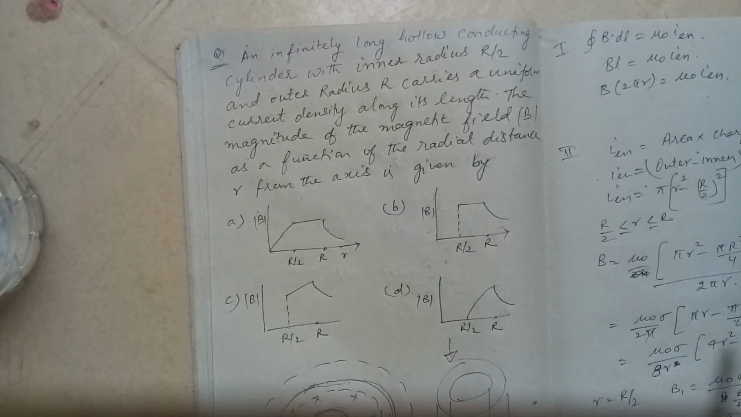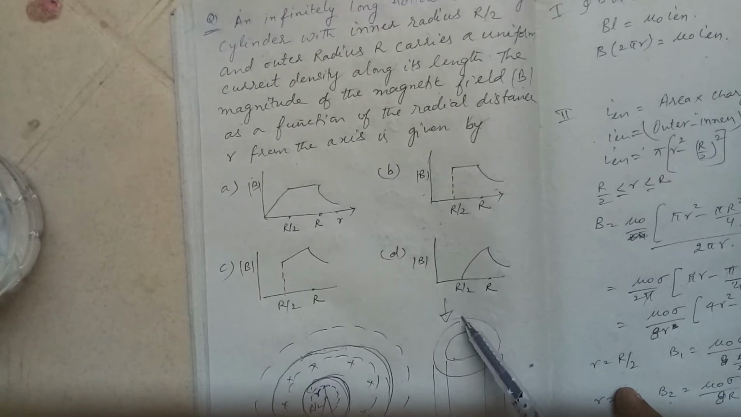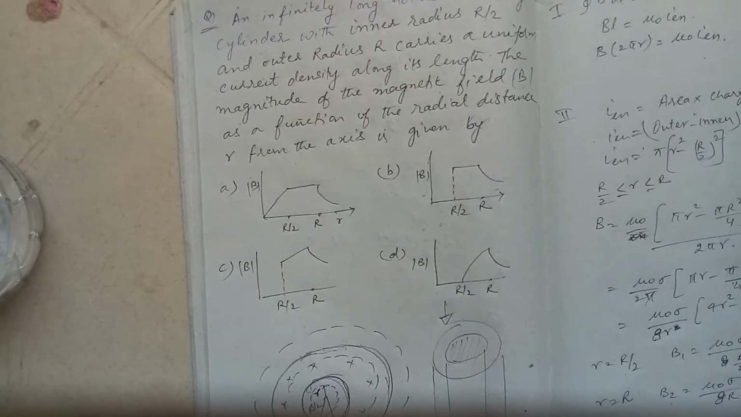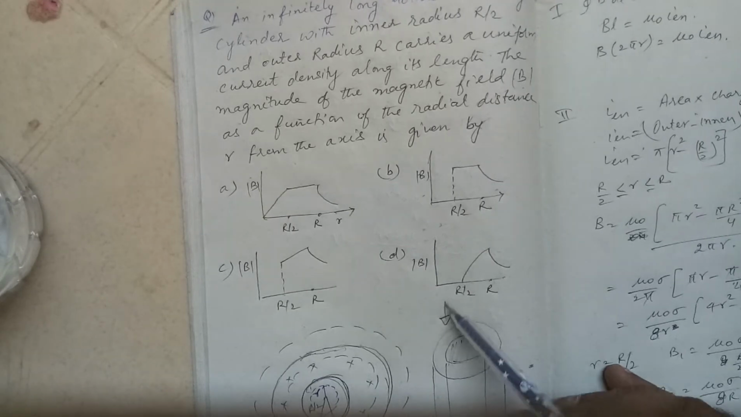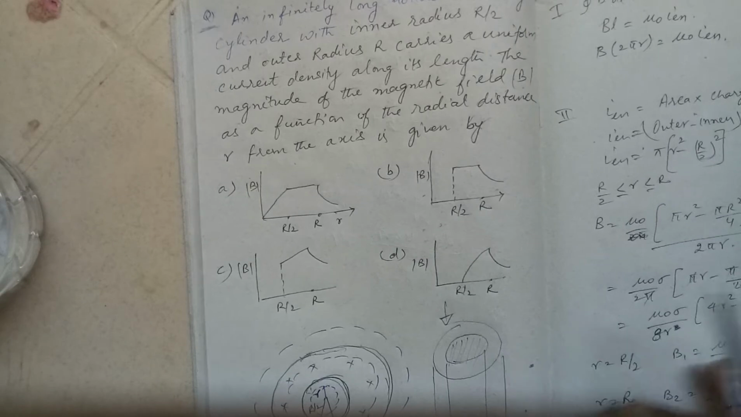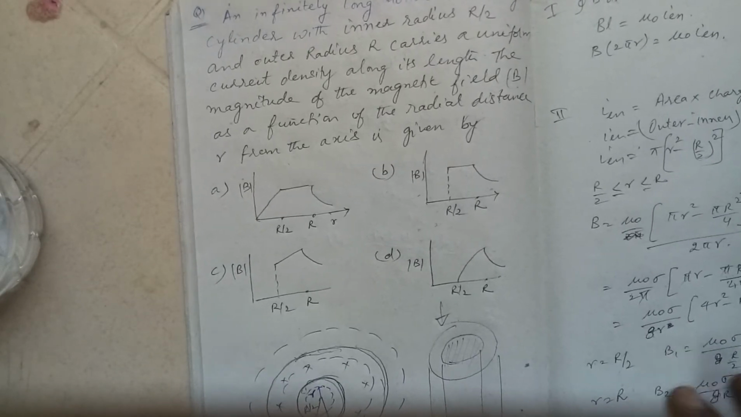That cylinder is hollow. Hollow means inside, this is the cylinder inner radius and this is the outer radius. This portion is null, air. If I see from the top, it will look like this. I will see this area, I will see this area. It is given in the question that the charge density is uniform.